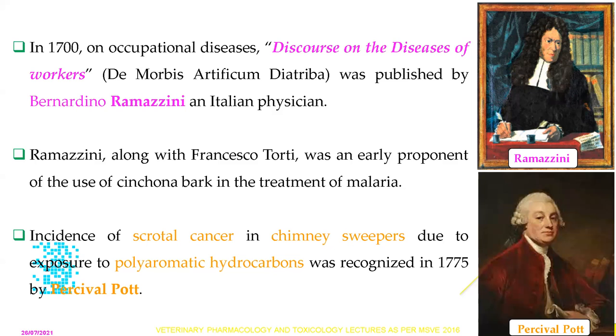Ramazzini, along with Francisco Torti, was an early proponent of the use of cinchona bark in the treatment of malaria also. So they contributed varieties of substances. The cinchona tree is nowadays a very good source of varieties of drugs, including anti-cancer drugs. The incidence of scrotal cancer in chimney sweeps, from exposure to polyaromatic hydrocarbons, was recognized in 1775 by Percival Pott.